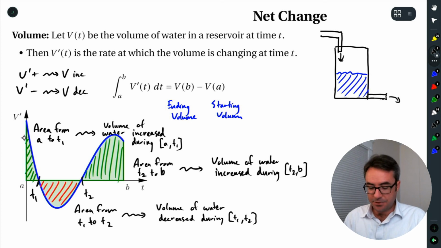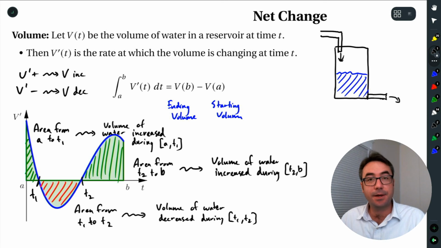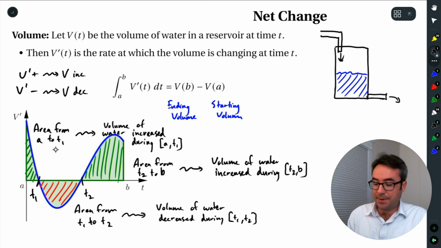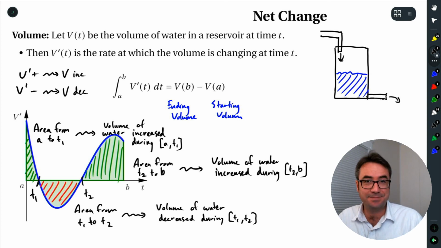So it's kind of interesting to relate this to area under the curve. And that's what we're going to do next with motion in a straight line. So we're going to think about this very similar setup, but for motion in a straight line. So we'll see you there.